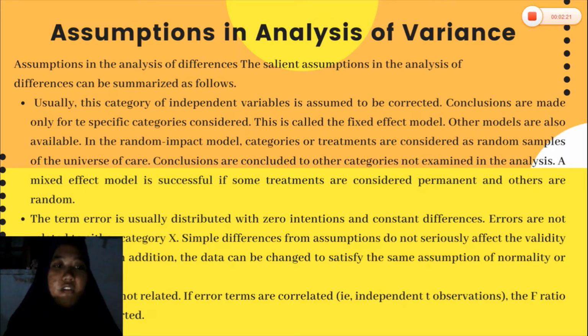The error term is usually normally distributed with zero mean and constant variance. Errors are not related to any of the categories of X. Simple departures from the assumptions do not seriously affect the validity of the analysis. In addition, the data can be transformed to satisfy the assumptions of normality or equal variance. Errors are not independent if the error terms are correlated.